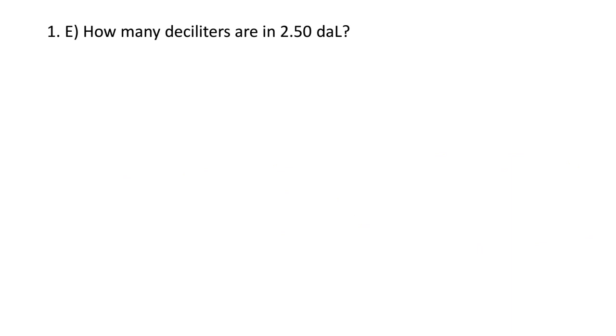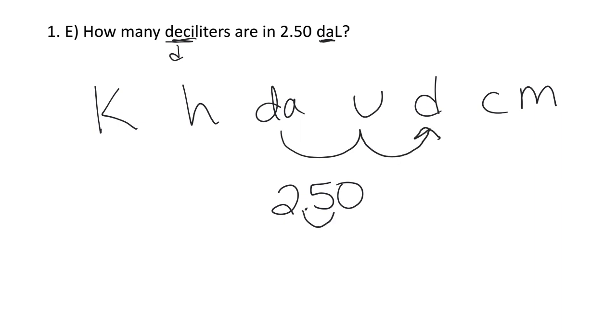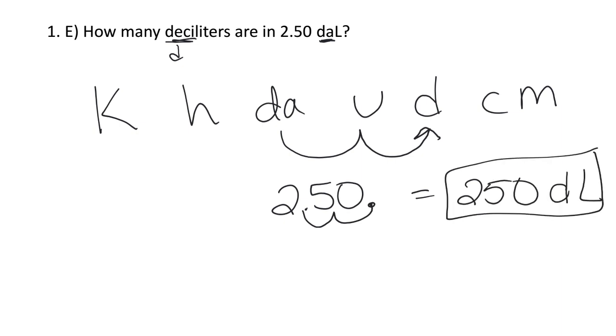Okay. Last one. Okay. King Henry doesn't usually drink chocolate milk. How many centiliters are in 2.50 deciliters? Okay, so we're starting with the DA and going to deci, which is just the D. So 1, 2. We're going to move the decimal 2 places to the right. So it's 250 deciliters. Okay, hopefully that helps with the metric conversions portion of the review.